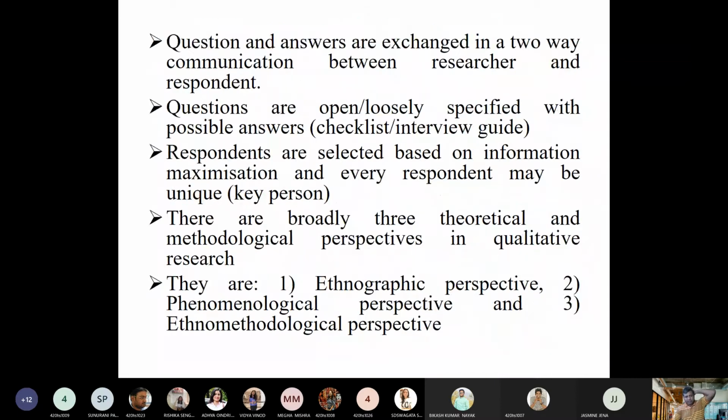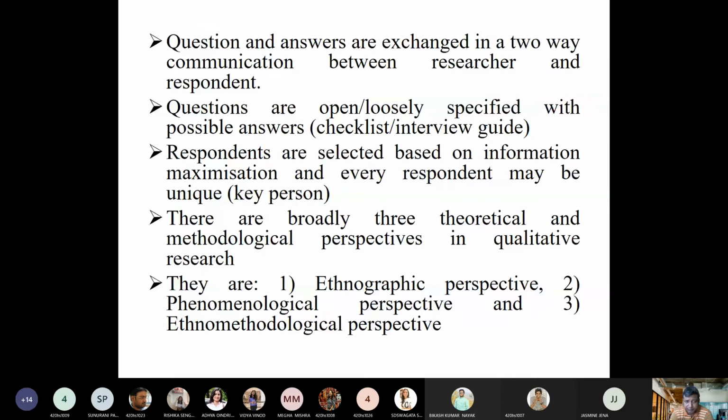Got my point till now? While in qualitative research, usually we use these three theoretical and methodological perspectives: ethnographic, phenomenological, and ethnomethodological. These are very important perspectives. We'll discuss the phenomenological and ethnomethodological perspectives later on. Today we are going to discuss the ethnographic perspective. So you look into this.